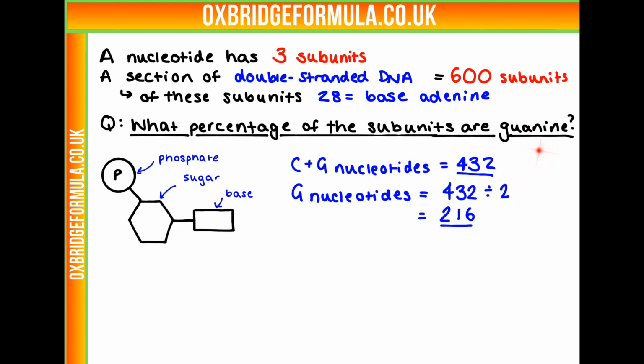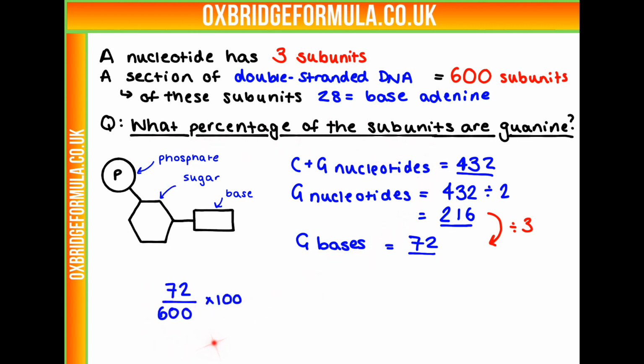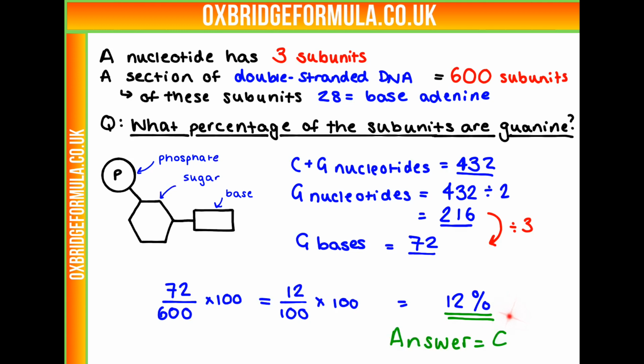But we just want the bases. So like before, we times by 3 to go from bases to nucleotides. This time, to get nucleotides to bases, we have to divide by 3. That's going to give us 72 guanine bases. But we need that as a percentage of the total subunits. So if we stick that over 600, times it by 100 to get our percentage, I'm just going to simplify this down to 12 over 100, meaning we have 12% of the subunits being guanine bases. And that corresponds to a final answer of C.